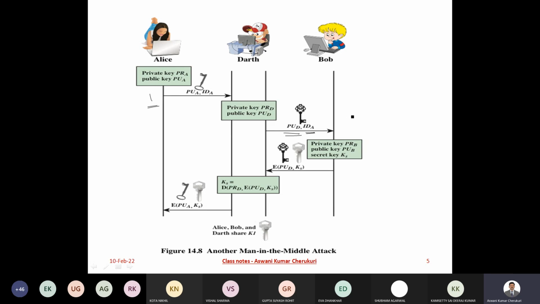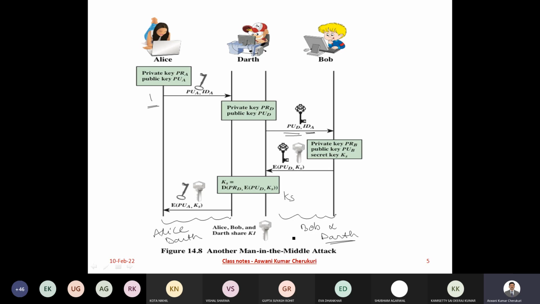Now Bob thinks this is the public key of A, creates the session key. Bob will encrypt the session key and send it to Darth. Darth will have the session key, and Darth will create a session key and send it to Alice. Now the point is that the session key is established between Alice and Darth. Another session key is established between Bob and Darth. Right? So there is no authentication mechanism.